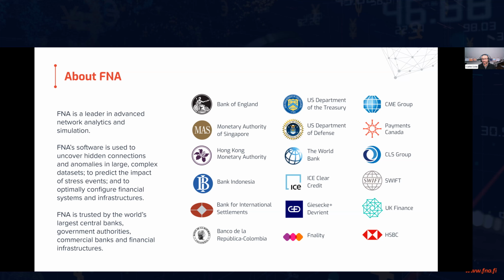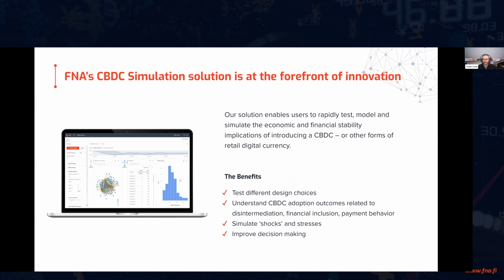So let's start with a little bit about what FNA does. FNA is a leader in advanced network analytics and simulation. FNA software is used to uncover hidden connections and anomalies in large, complex datasets, to predict the impact of stress events, and to optimally configure financial systems and infrastructures. FNA is trusted by the world's largest central banks, government authorities, commercial banks, and financial infrastructures, such as we have here in the logos on your right.